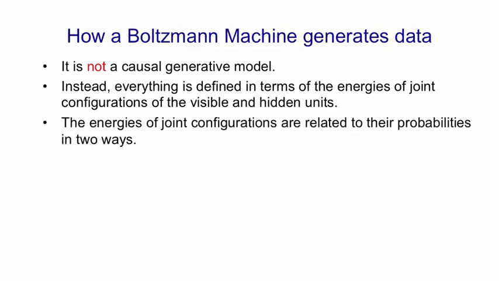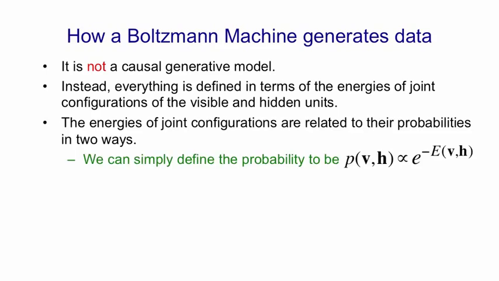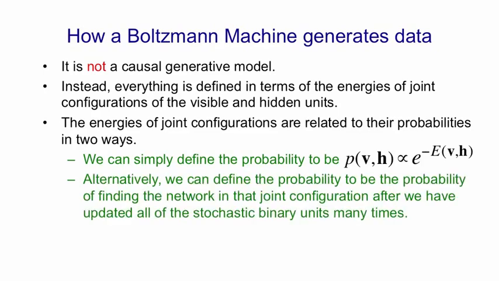There are two ways of relating the energy of a joint configuration to its probability. You can simply define the probability of a joint configuration of the visible and hidden variables to be proportional to e to the negative energy of that joint configuration. Or you can define it procedurally by saying we're going to define the probability as the probability of finding the network in that state after we've updated all the stochastic binary units for enough times so that we reach thermal equilibrium. The good news is that those two definitions agree.